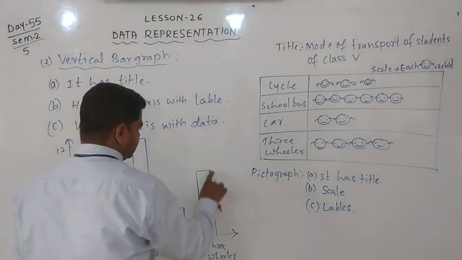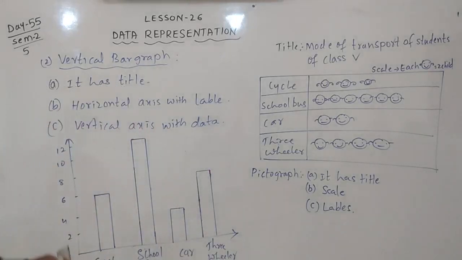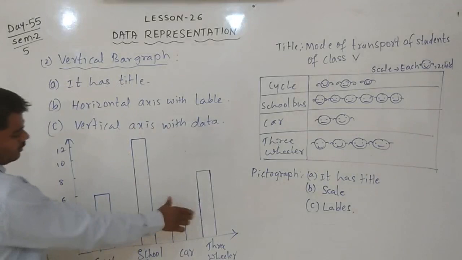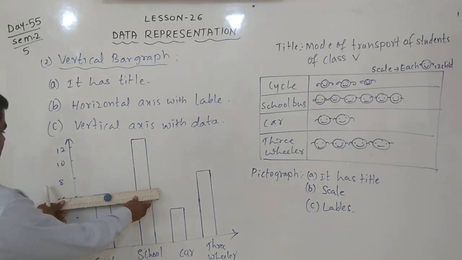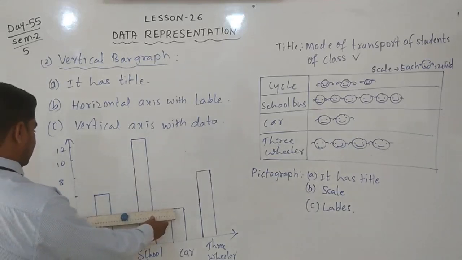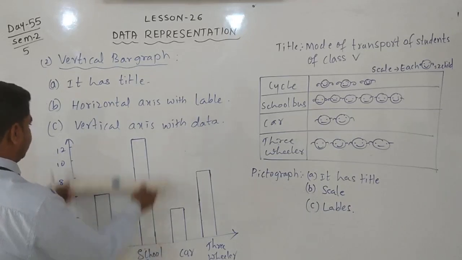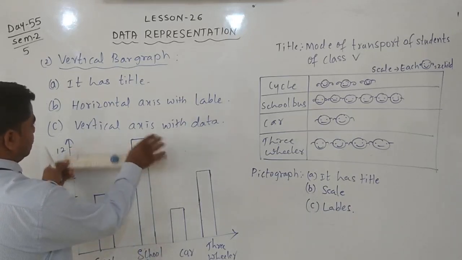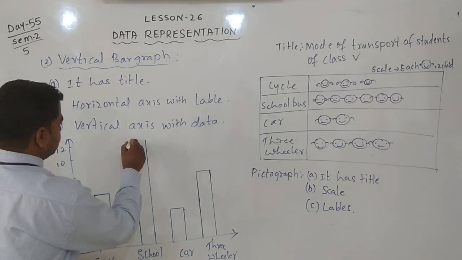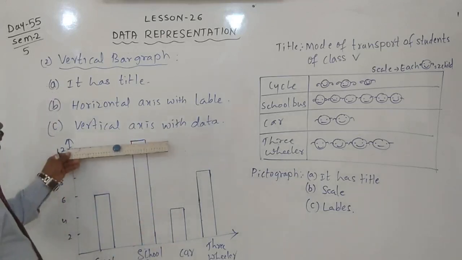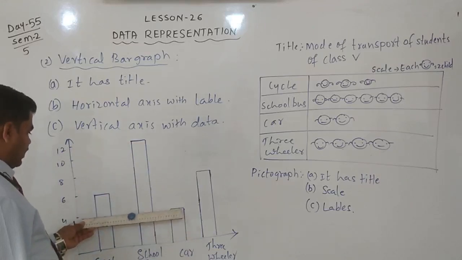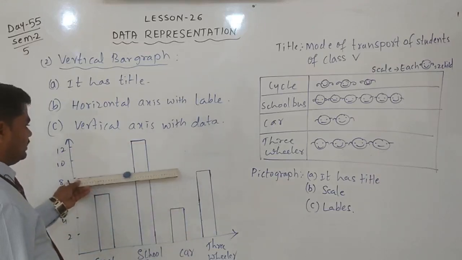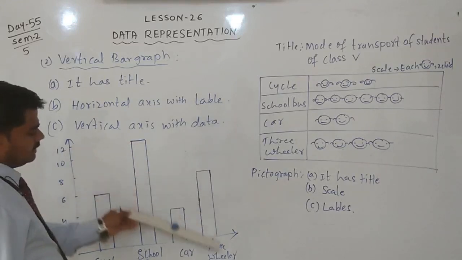By 3-wheeler, 8 children. These are standing vertical bars. Yes or no? These are vertical bars. See, 6 children come by cycle, 12 children by school bus, and 4 children by car. And 8 children by 3-wheeler.